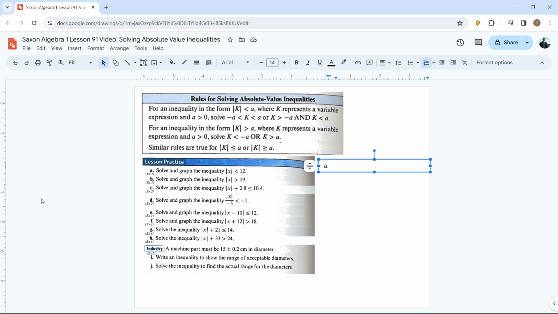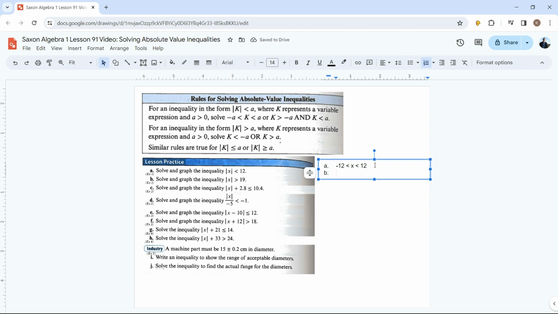But we do need to figure out how to apply this to actually solve the inequality. This one is less than, which means it's going to be an "and." A less than value turns into an "and." So it's going to be negative 12 is less than x, which is less than positive 12. And actually, this one was finished in one step. I got rid of the absolute value sign, and I'm finished and ready to move on to letter B.